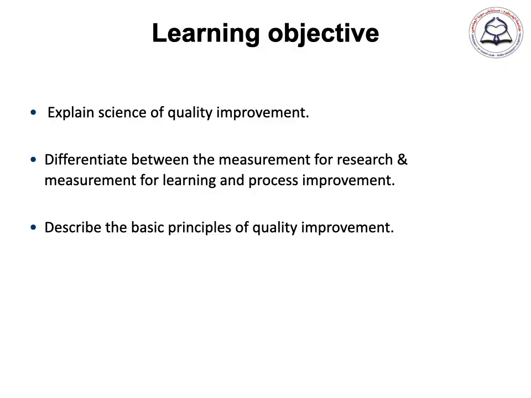This is topic 7 in our course in patient safety, introduction to methods of quality improvement. Learning objectives of this session: explain the science of quality improvement, differentiate between measurement for research and measurement for learning and process improvement, and describe basic principles of quality improvement.